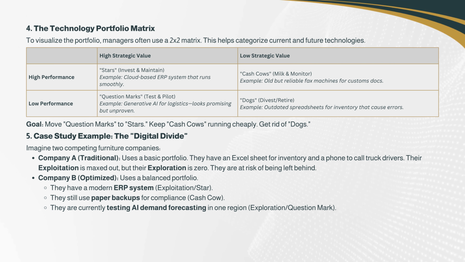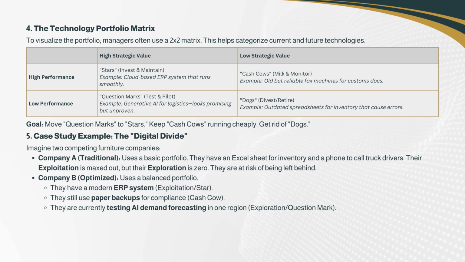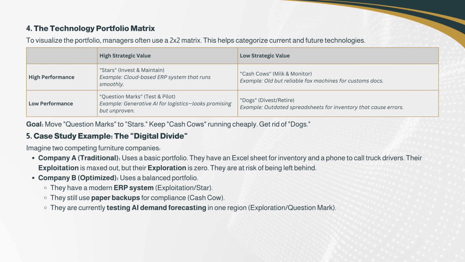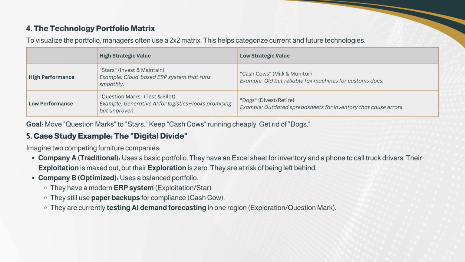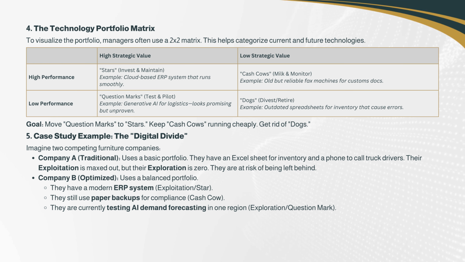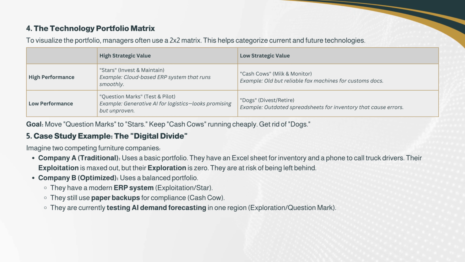Company B, optimized, uses a balanced portfolio. They have a modern ERP system, exploitation, star. They still use paper backups for compliance, cash cow. They are currently testing AI demand forecasting in one region, exploration, question mark.